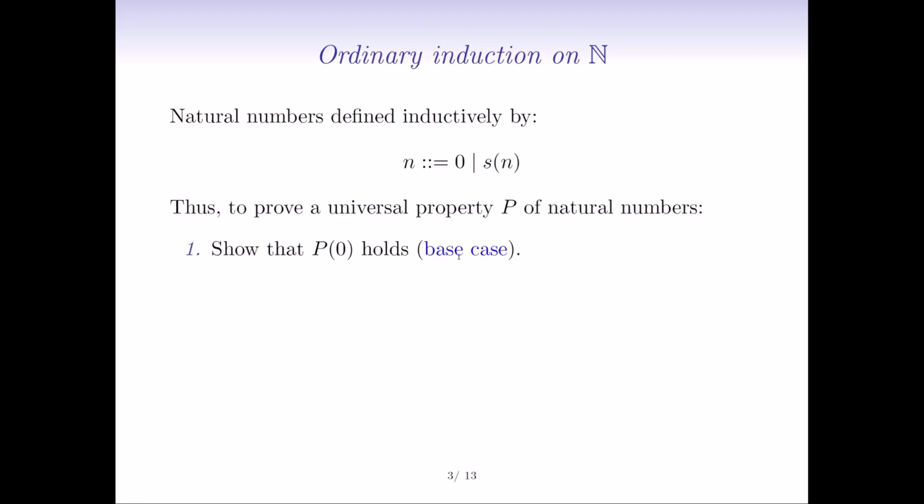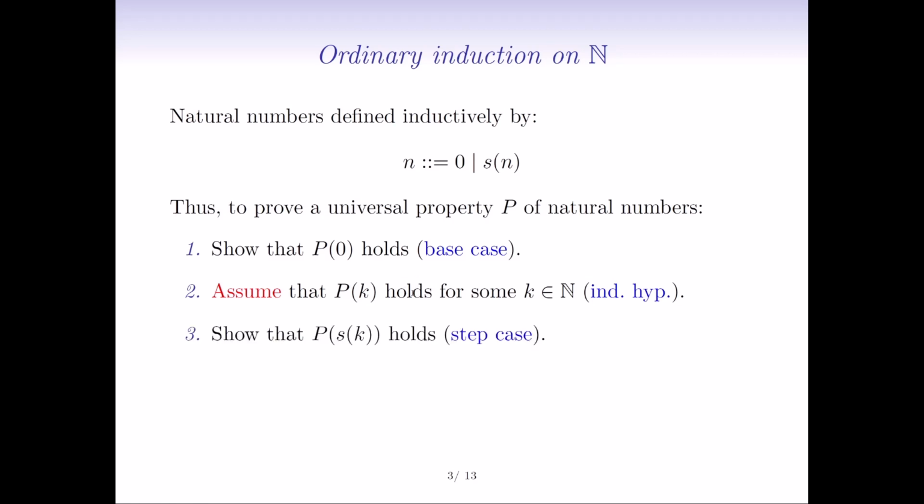So if we want to show that some property P is true of all natural numbers, first of all we show that it's true of 0, and then secondly we assume that it holds for some arbitrary natural number k, and that's called the induction hypothesis, and then we show, using this induction hypothesis, that P holds for the successor of k.